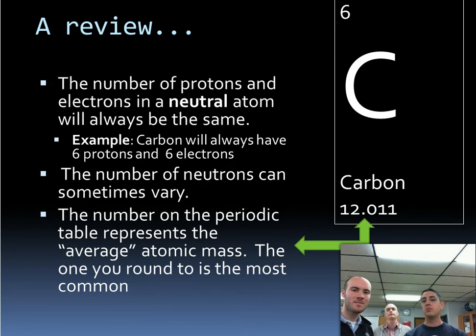And usually we say that if you round it to a whole number, which is what we do to get that mass number to be able to find protons and neutrons, it usually will represent the most commonly found isotope, although it doesn't have to, but it usually does.